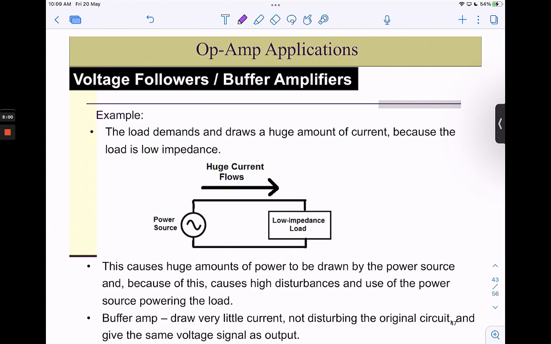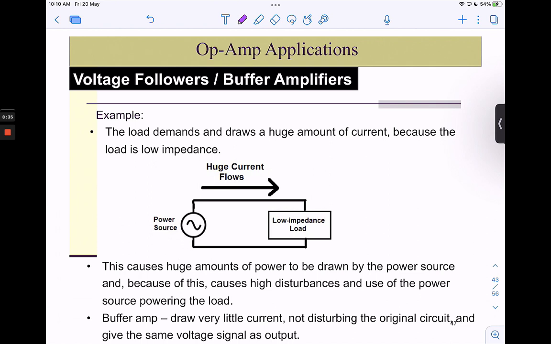So the buffer, we transfer a voltage from a high input impedance level to a second circuit with low impedance level. So our amplifier has a low impedance level. If we have a power source and a low impedance load without a buffer, there will be a huge amount of current drawn from the circuit.